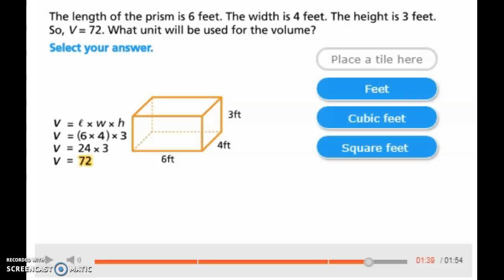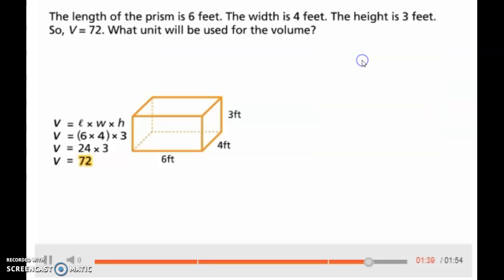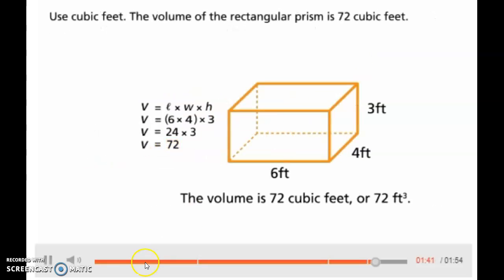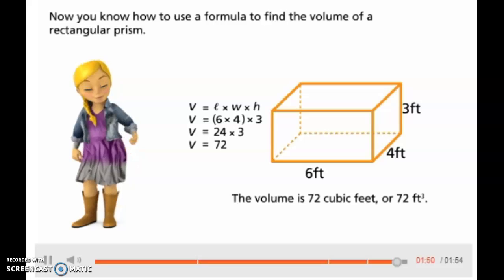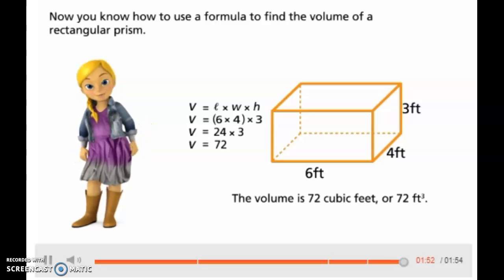Select your answer. Use cubic feet. The volume of the rectangular prism is 72 cubic feet. Now you know how to use a formula to find the volume of a rectangular prism.